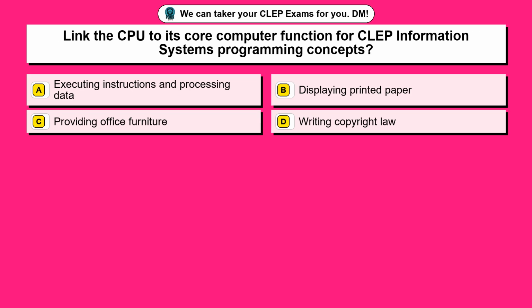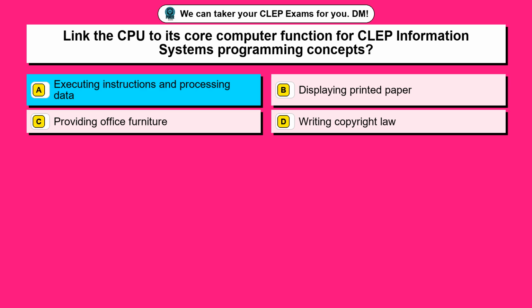Question 51. Link the CPU to its core computer function for CLEP Information Systems programming concepts. Option A. Executing instructions and processing data. Option B. Displaying printed paper. Option C. Providing office furniture. Option D. Writing copyright law. The correct answer is option A.